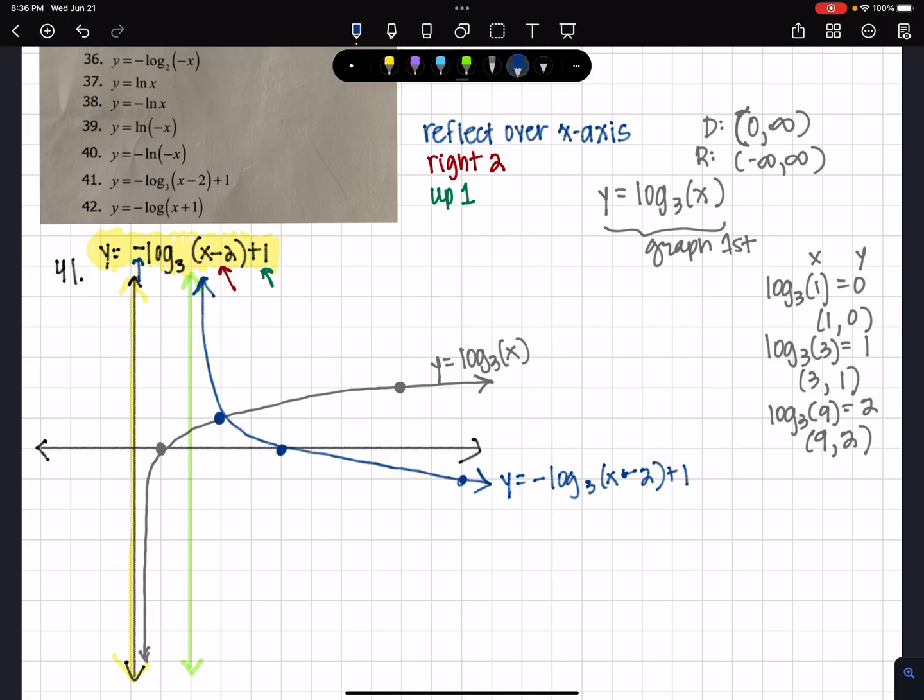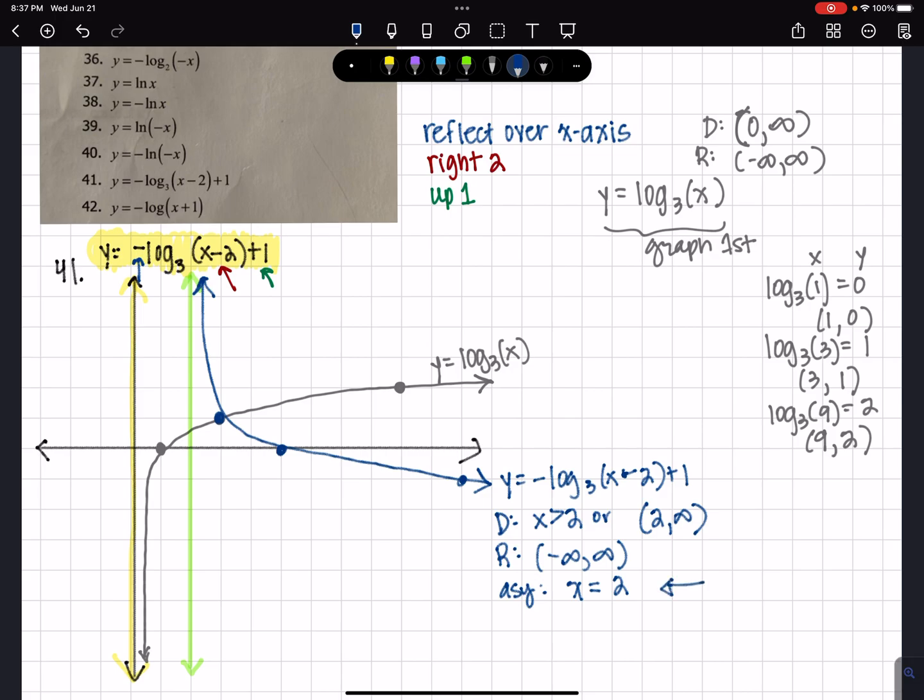So the domain of our new function, it's got a domain of everything greater than 2. You can also see that by setting the argument greater than 0. So the domain for this function is x is greater than 2, which in interval notation would be 2 to infinity. And the range for all logarithms is going to be all real numbers. So that's negative infinity to positive infinity. So that's where we're going to get our domain and range from. And then our asymptote, instead of x equals 0, it's x equals positive 2.